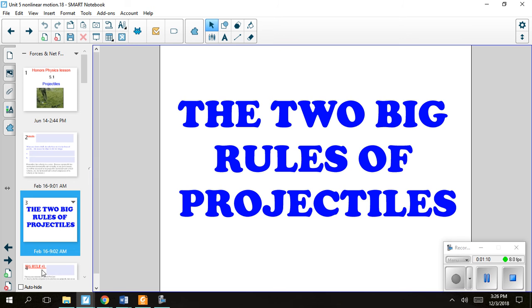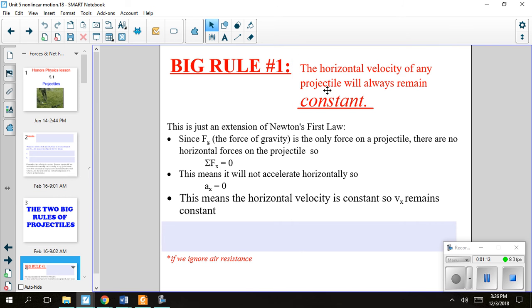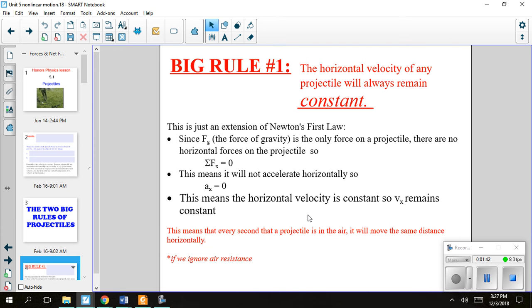And the first rule is: horizontal velocity of any projectile will always remain constant. The moment that a projectile leaves without applying that force, it is no longer in contact, so it will keep doing whatever it is doing unless another force acts upon it. That's Newton's first law, which means that there is nothing to accelerate it horizontally. That means that the horizontal velocity remains constant. Remember, gravity only pulls things down. It's not going to pull things to the right or to the left, unless, of course, right and left is down.